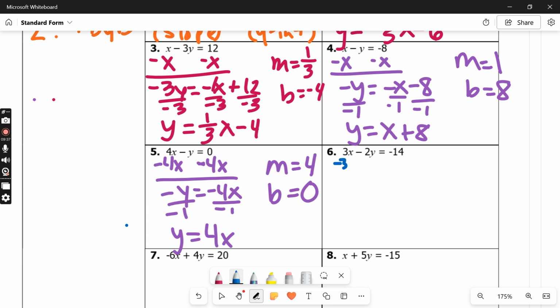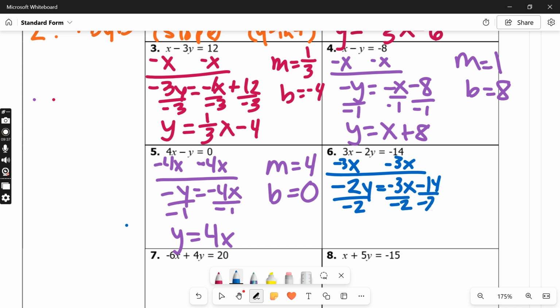Okay, on number 6, I'm going to start by subtracting negative 3x. So that gives me negative 2y is equal to negative 3x minus 14. And then I'm dividing everything by negative 2, which gives me y equals 3 over 2x plus 7. That tells me my slope is 3 over 2, and my y-intercept is 7.